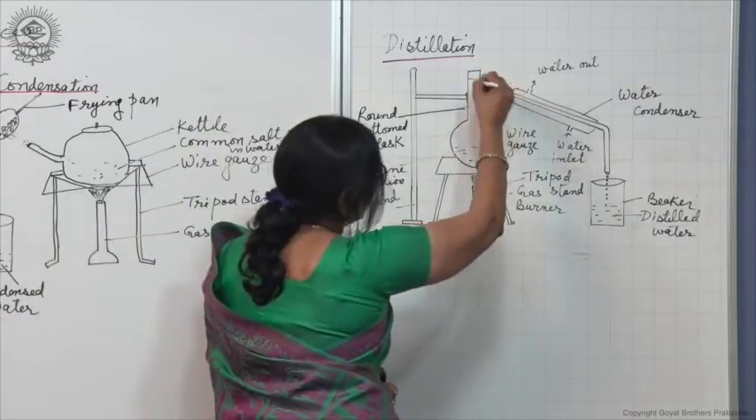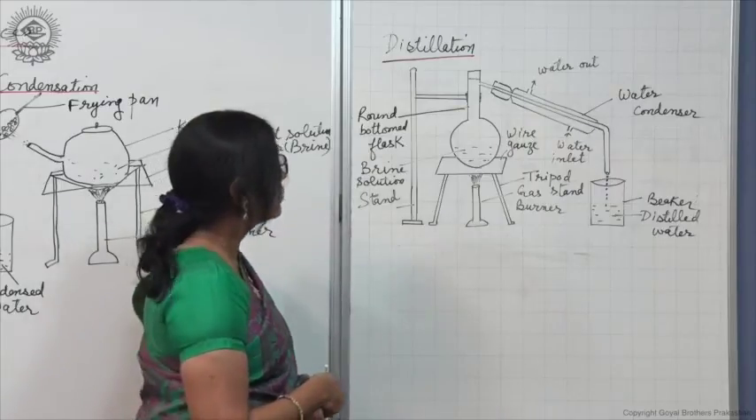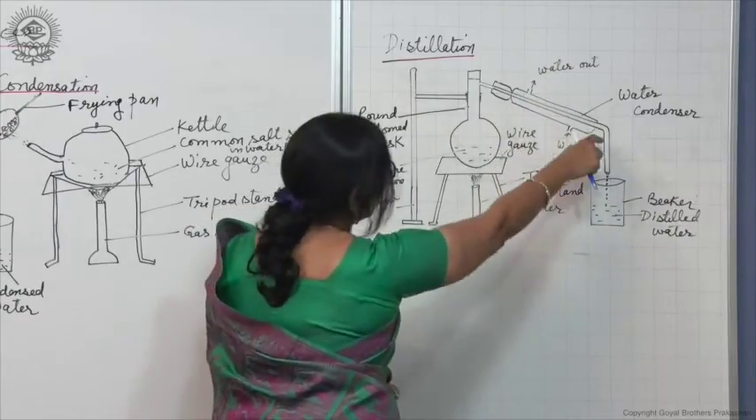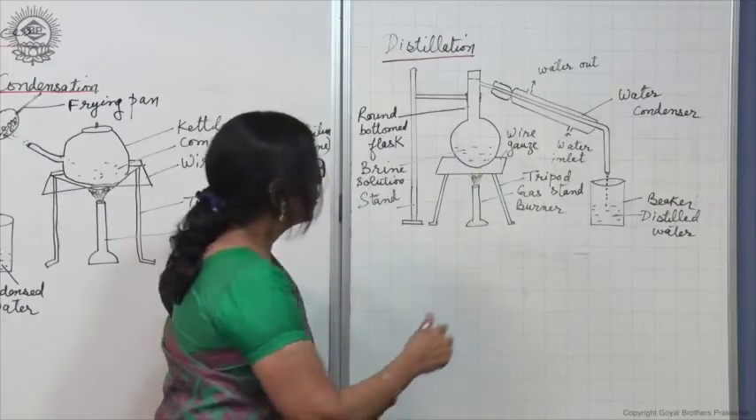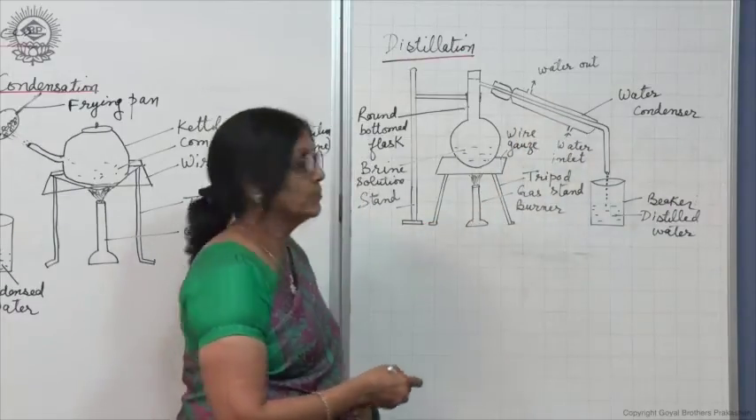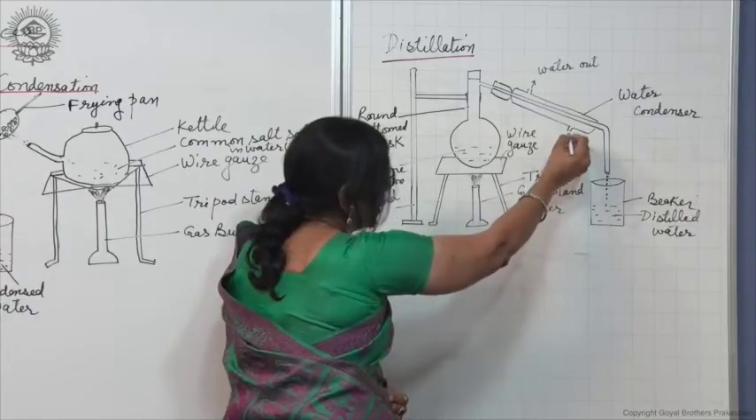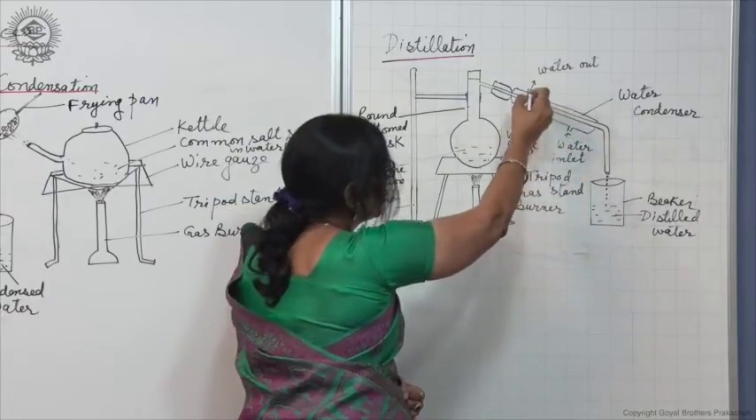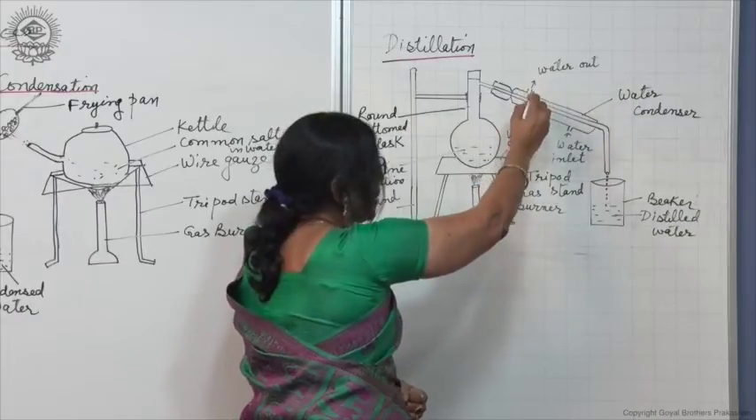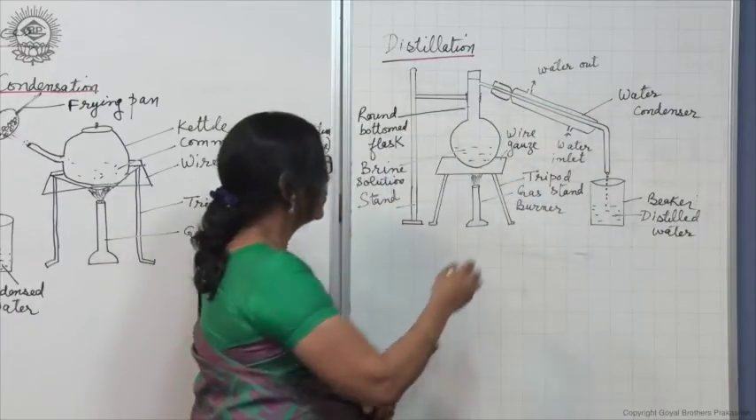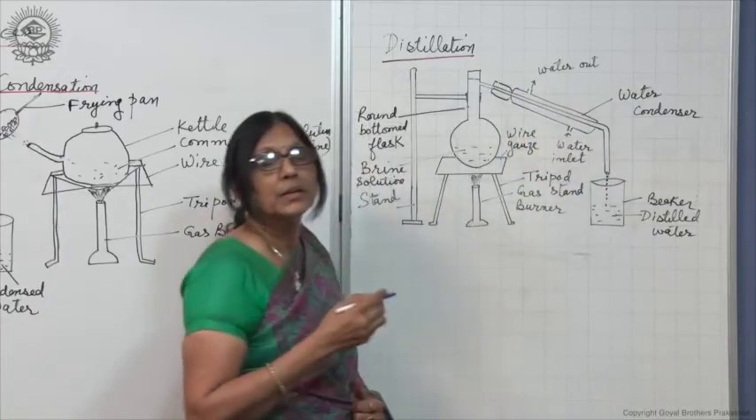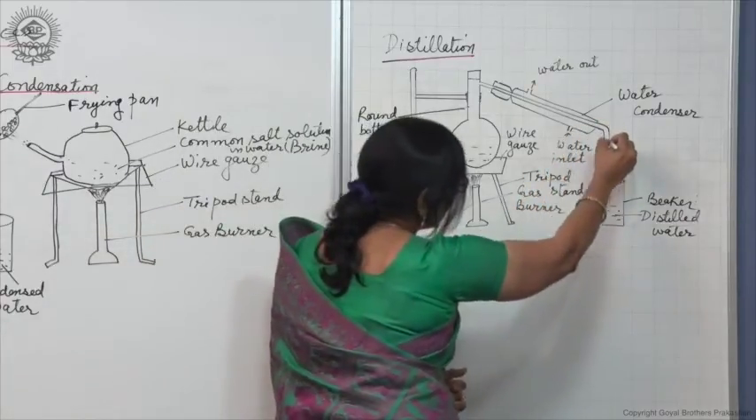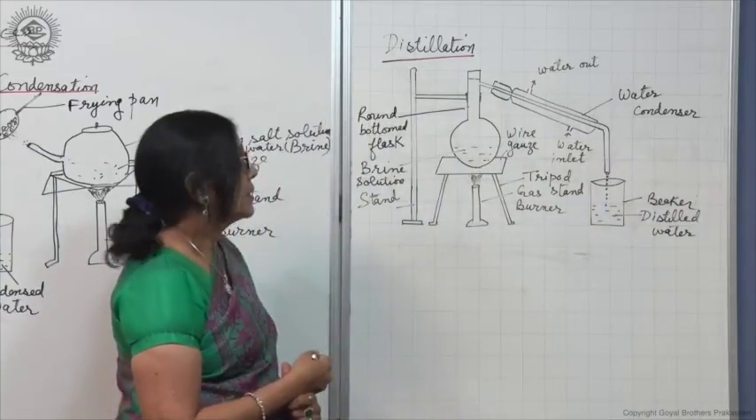Now from the side a water condenser is fitted. Now you can see what is a water condenser. A water condenser contains an inner tube made of glass fitted with an outer jacket of glass, right? And through this outer jacket water continuously flows. This tube is connected to the tap water through which water continuously goes in, and through this water goes out. So this keeps the inner tube cool throughout. Here an empty beaker is placed below the other end.